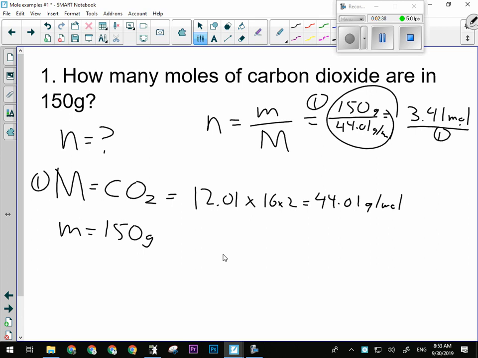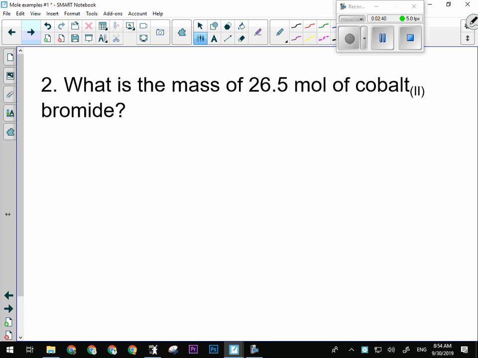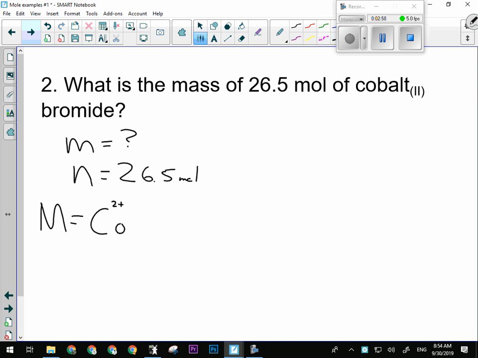Okay. So for question number 2, they're asking us to calculate the mass this time. So that's little m. And they tell us the number of moles, 26.5. And they tell us it's cobalt 2 bromide. So that'll allow us to calculate the molar mass. So cobalt with a 2+ charge, because that's what the Roman numeral tells us, and it's with bromine. So we're going to have CoBr2. That's our formula.